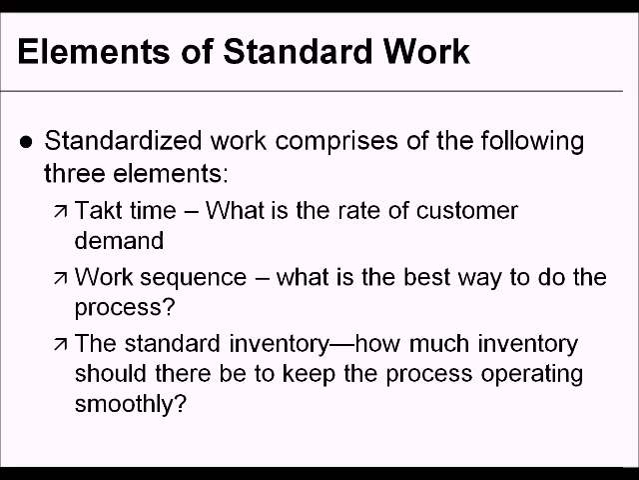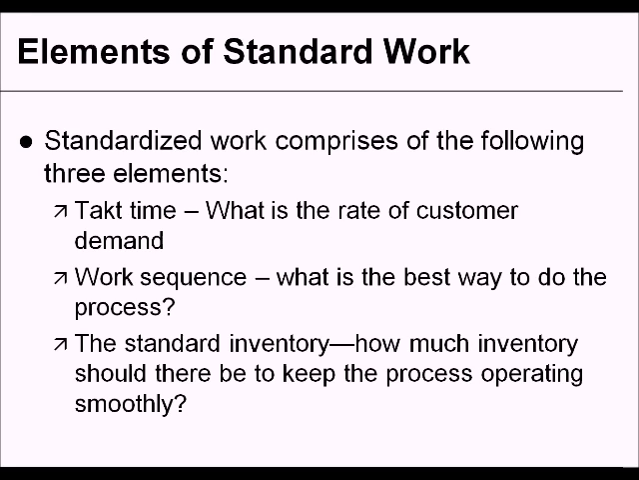Okay, the three parts to standard work are takt time, work sequence, and inventory. Takt time basically is the rate of the customer demand. So in other words, if your takt time is 1 hour, that means you have to produce a part every 1 hour. If your takt time is 30 seconds, every 30 seconds you have to produce a part.